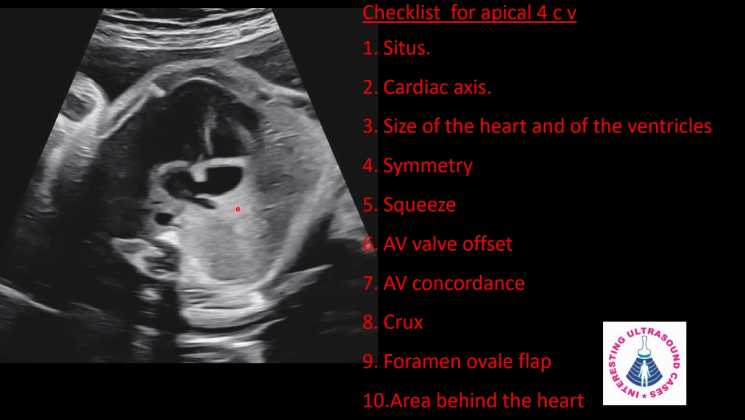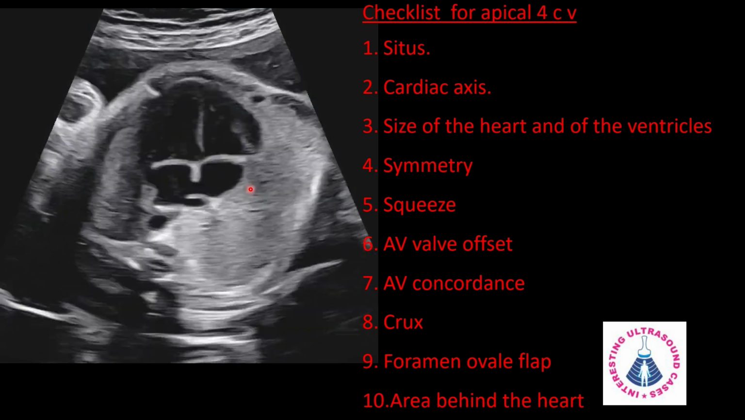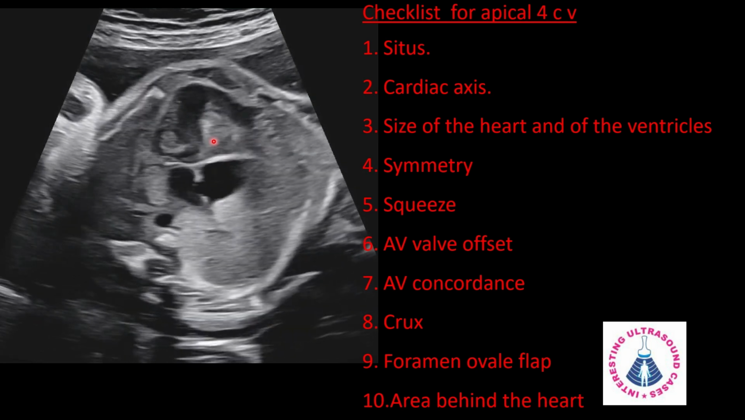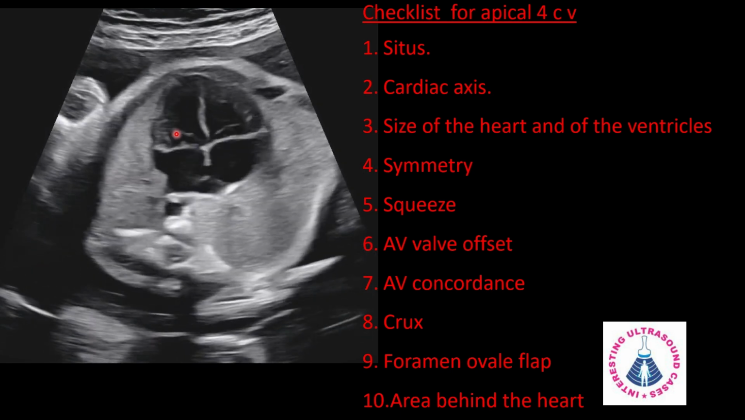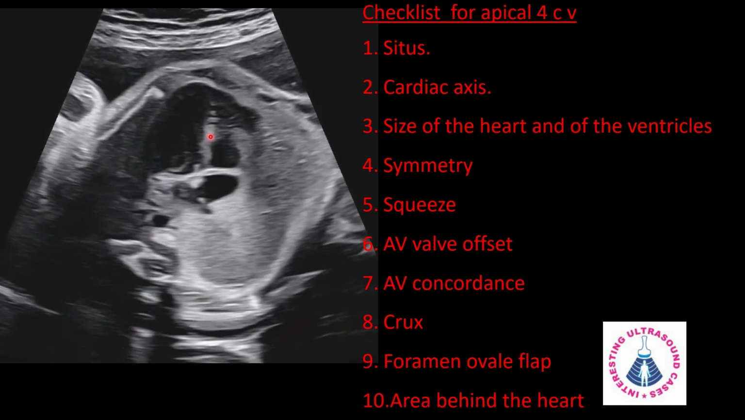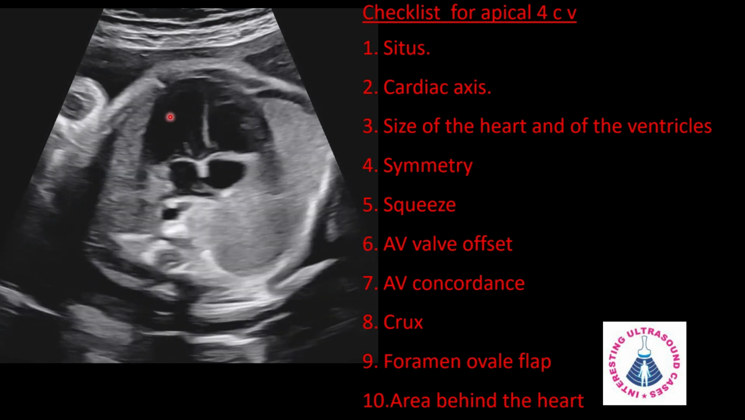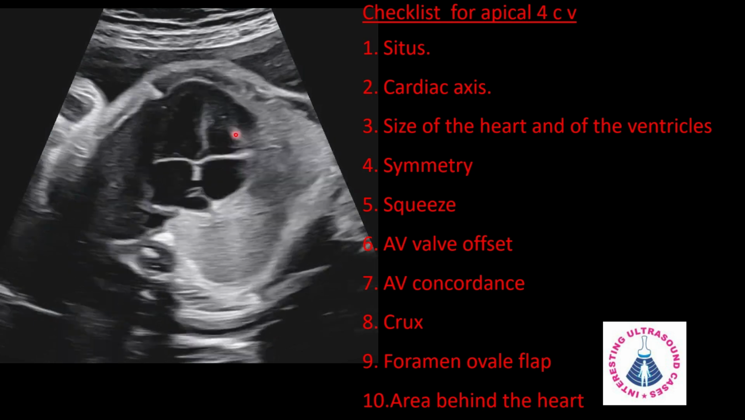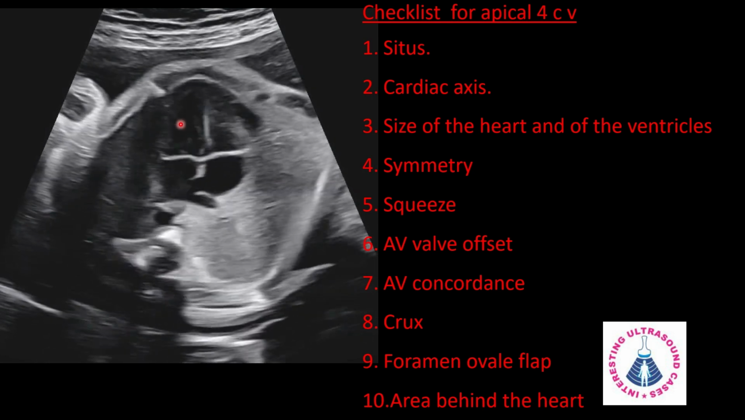Then the size of the heart. Here the heart occupies almost 1/3 of the fetal thorax. It is a normal size. Next, the symmetry. Here the right ventricle and left ventricle are almost of equal size. So symmetry is maintained. Next is the squeeze. Squeeze is the contractility of the heart. Here we can see the cardiac atria and ventricles are contracting normally.